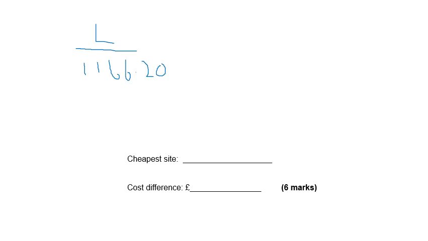£1,166.20. Okay, and Dordogne, again just D for Dordogne, we worked out that it was £1,236 sterling. Okay, so which one was cheaper? Obviously Loire was cheaper. Again, sorry about the writing. Alright, and by how much?